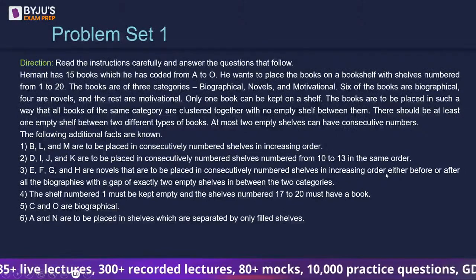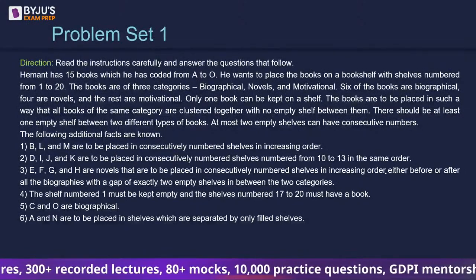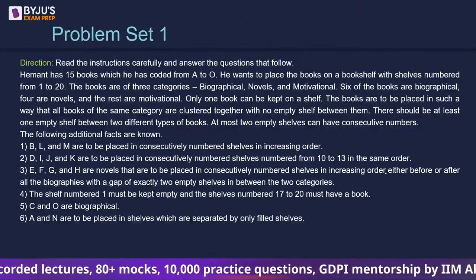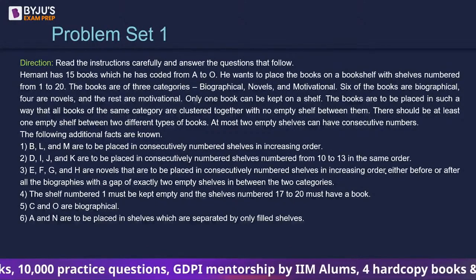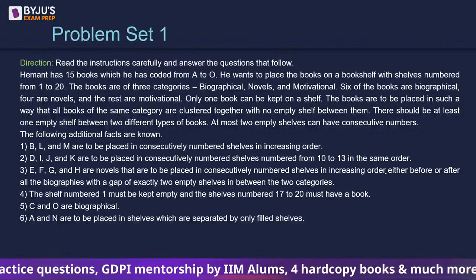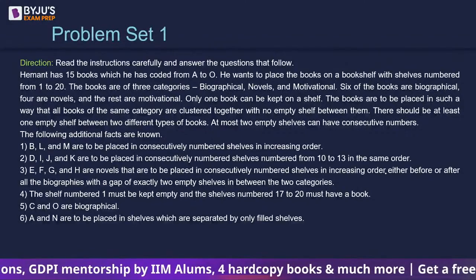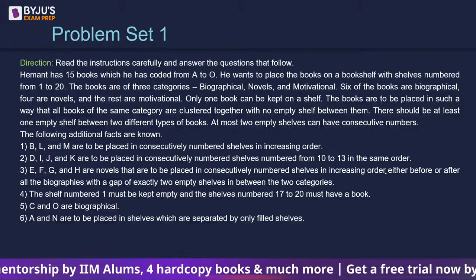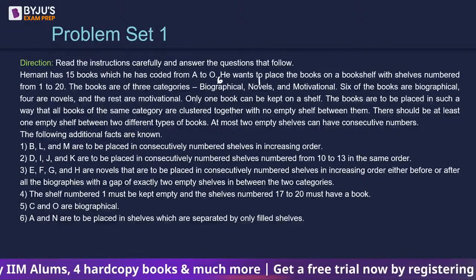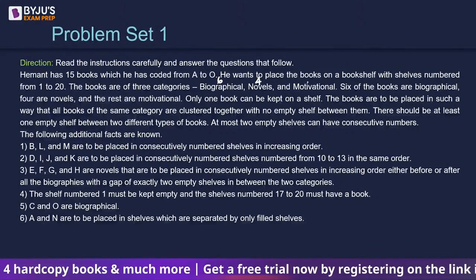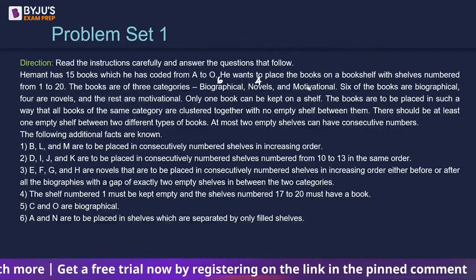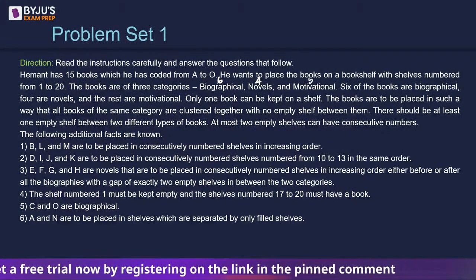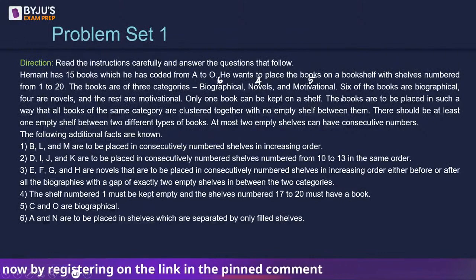It says Hemant has 15 books which he has coded from A to O. He wants to place the books on a bookshelf with shelves numbered from 1 to 20. The books are of 3 categories: biographical, novels, and motivational. 6 of the books are biographical, 4 are novels, and the rest are motivational. So that is 15, right? So this is 5. 6 plus 4 plus 5.